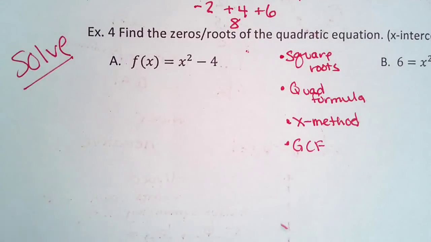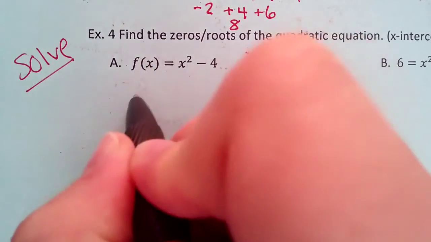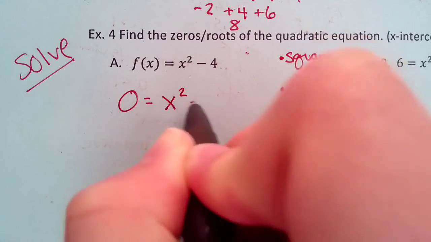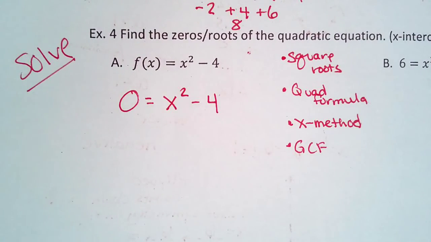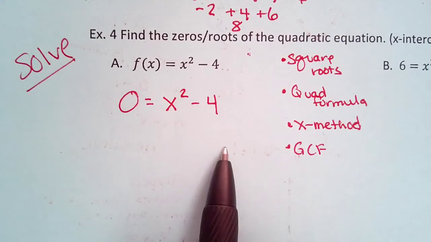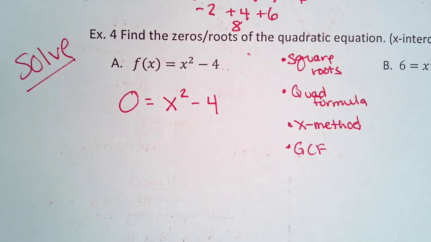This first one, don't let the f of x fool you. It's just like a y. Or we've seen it as 0 equals x squared minus 4. Just 2 easy ways to solve this. One is faster than the other. The one way would be to take each of these, square root them, so it would be x plus 2, x minus 2. Then we have to set each of those equal to 0, right, and solve.